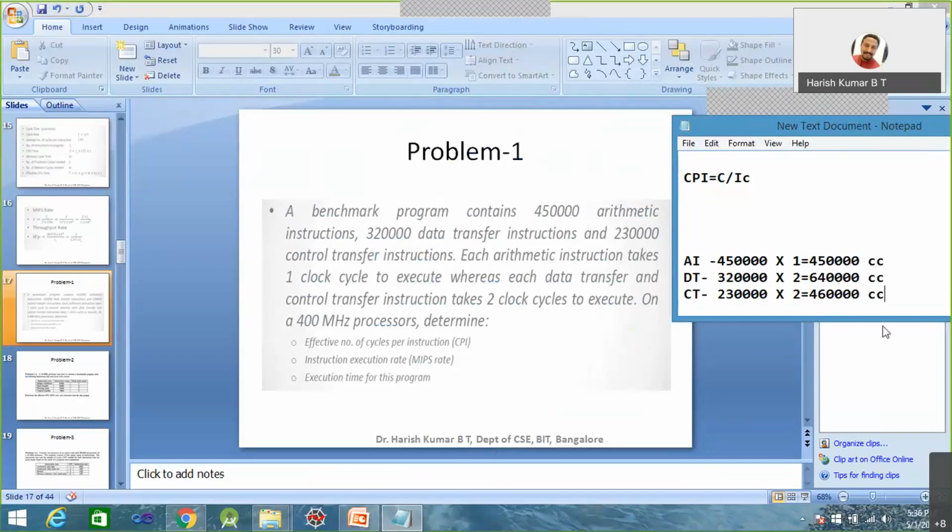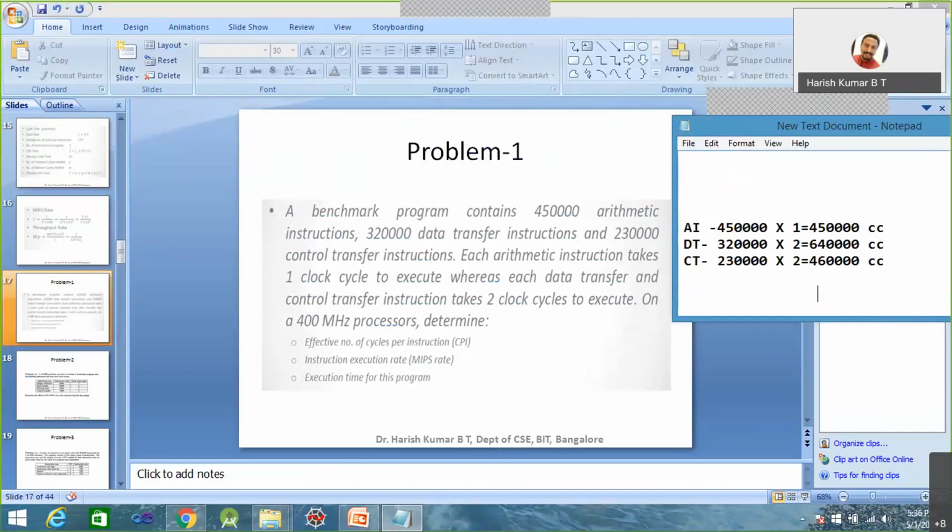Now, if I want to complete the execution of the entire program, how many clock cycles are required? I have to sum all these. The sum is 15 lakh 50,000. So many clock cycles are required to complete the execution of the entire program. 15 lakh 50,000 times the quartz crystal should oscillate. So many oscillations are required.